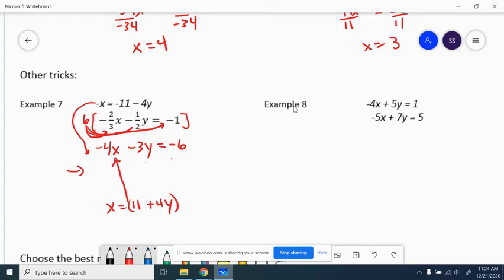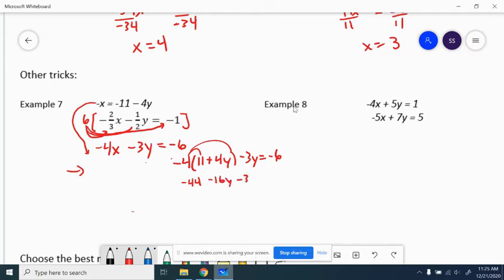So I'm left with negative 4 times 11 plus 4y minus 3y is equal to negative 6. All right, I'm going to erase this to give me a little bit more room. And now I'm going to solve for y. So I'm going to distribute this out. I'm left with negative 44 minus 16y. Update the problem, drop everything down. Now I should combine like terms. Negative 44 minus 19y is equal to negative 6.